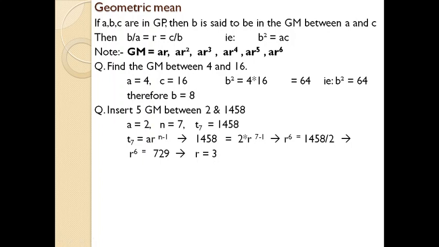Now you have got R, that is 3, and you know the first number. Then now it is easy to find the 5 numbers that can be inserted in between 2 and 1458.